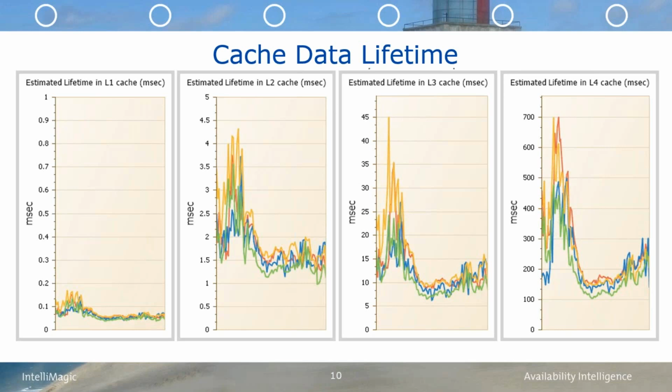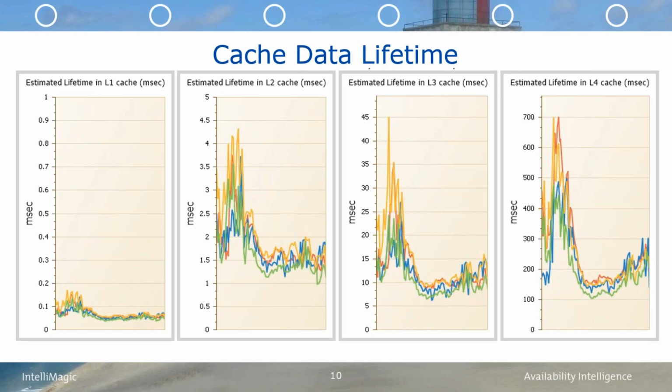So this set of charts from IntelliMagic Vision builds upon the raw metrics that are in the 113 records to estimate the lifetime of data in the various levels of processor cache. And it's graphed by processor over, in this case, a 24-hour time interval, and it provides another data point reinforcing the importance of reducing cross-LPAR contention for cache. In this environment, cache working set data remains in level 1 cache for less than 1/10 of a millisecond, in level 2 for less than 2 milliseconds, or in level 3 around 10 milliseconds during prime shift hours.